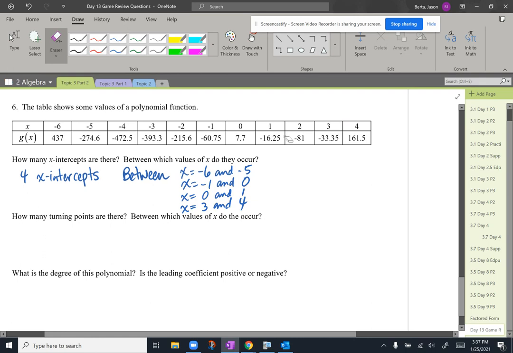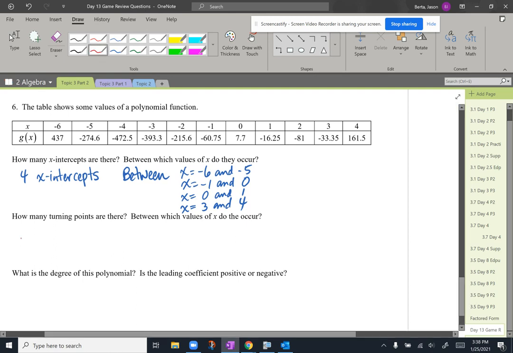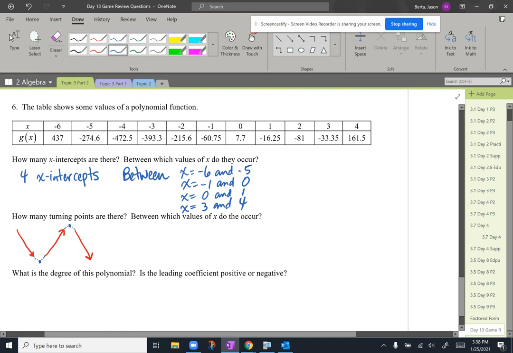All right, let's clear that off. Next thing we're asked is how many turning points are there? Now, turning points occur when a graph goes from decreasing to increasing. At some point there must be a turning point, or vice versa, from increasing to decreasing. There is a turning point somewhere in between.